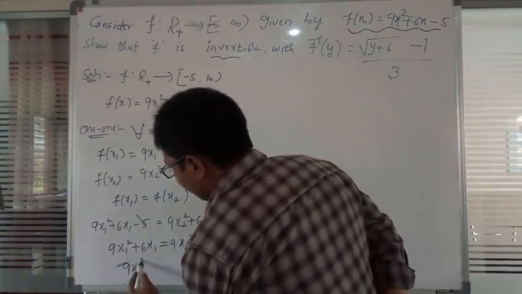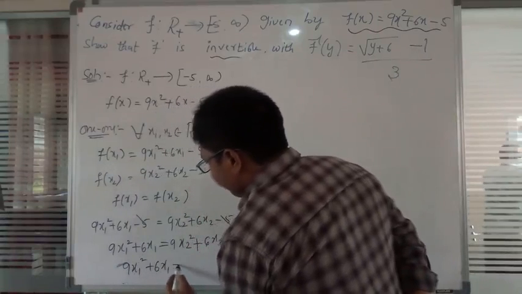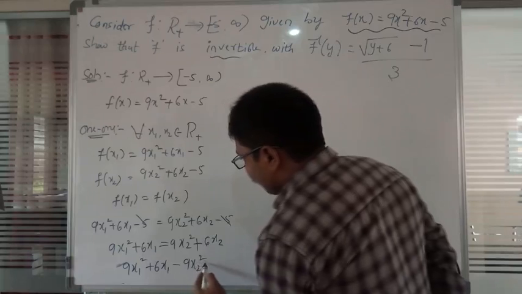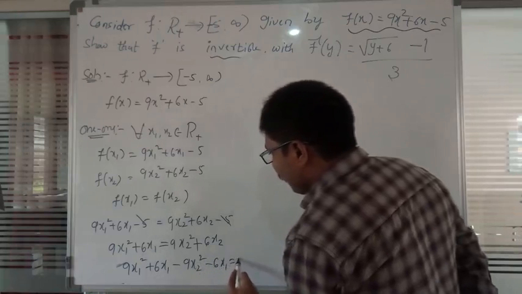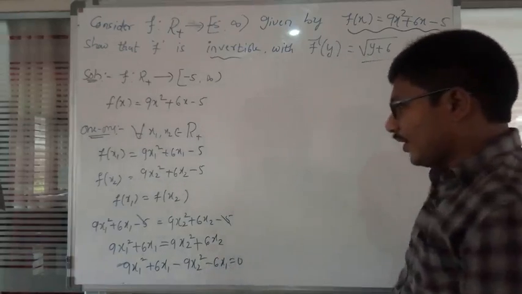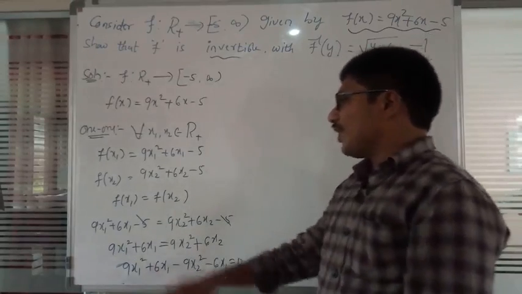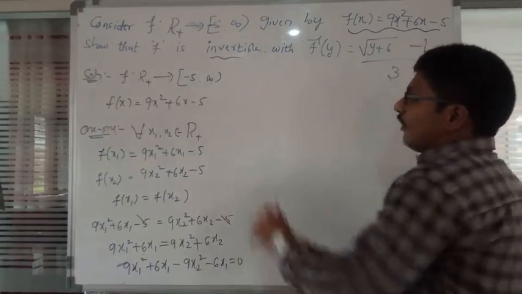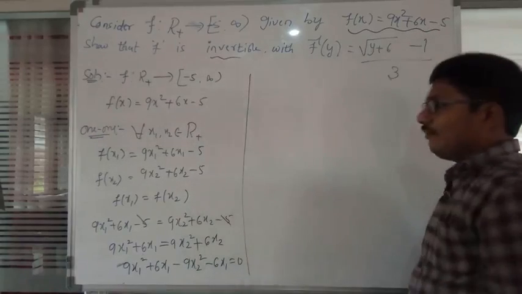9x1 square plus 6x1 minus 9x2 square minus 6x2 is equal to 0. And next, in this equation, which values contain the power 2? Collect those values and keep them on one side.